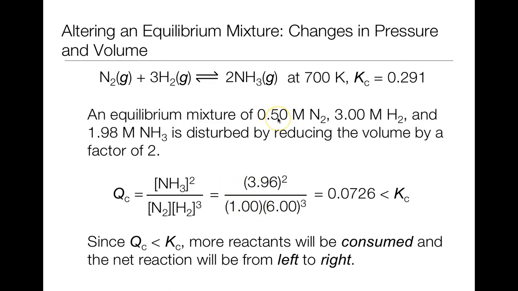N2 was at 0.5. Well, the concentration increased by 2. There's our 1, which was the concentration originally of H2. It increased by 2 because the volume was decreased by half. So there's our partial pressures. We find out that the QC is less than KC.